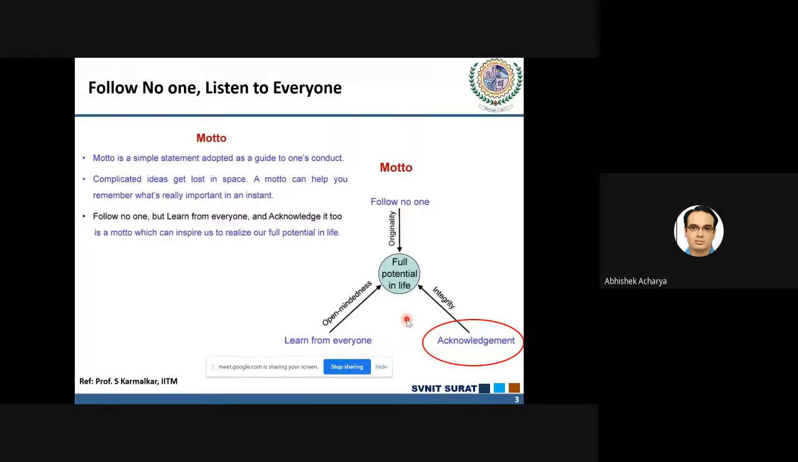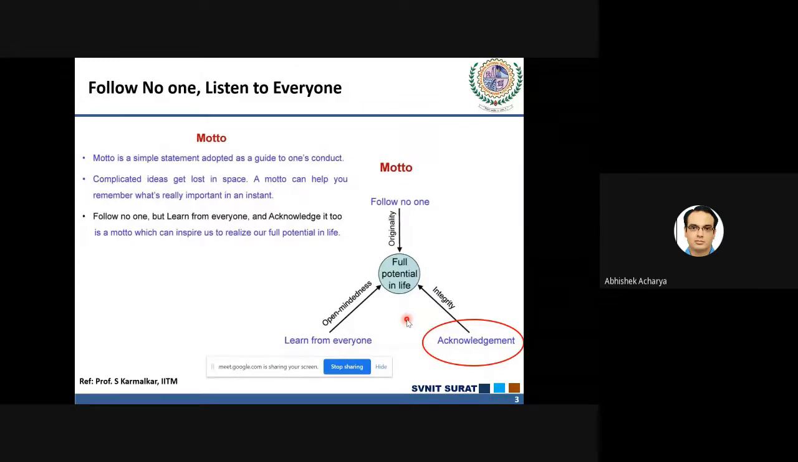So what is a motto? It is a simple statement adopted as a guide to one's conduct. Whenever you have some complicated idea and get lost in a space, a motto can help you remember what's really important in an instant. So follow no one, but learn from everyone.